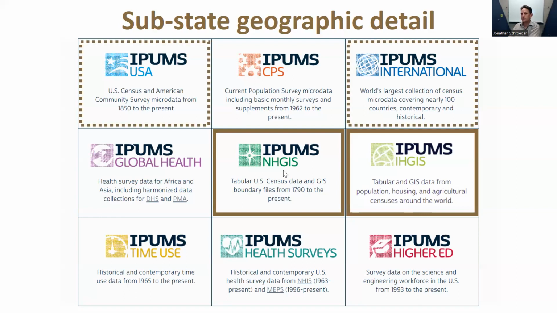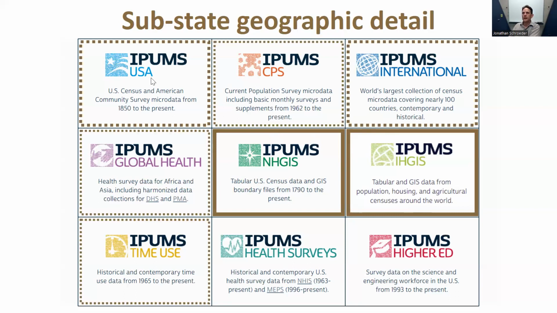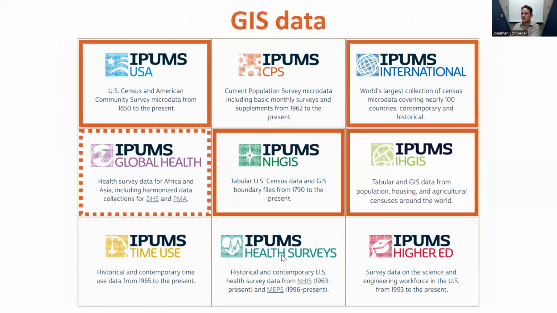We do have some sub-state geographic detail in our microdata products, and then somewhat less in some of these other products. But yeah, IPUMS health surveys, we have no data below the state level. So it's really not very detailed if you want to study a particular community. We also have GIS data that allows you to map the data for our microdata products and for our summary data products, and some specialized GIS data for some of the global health data.